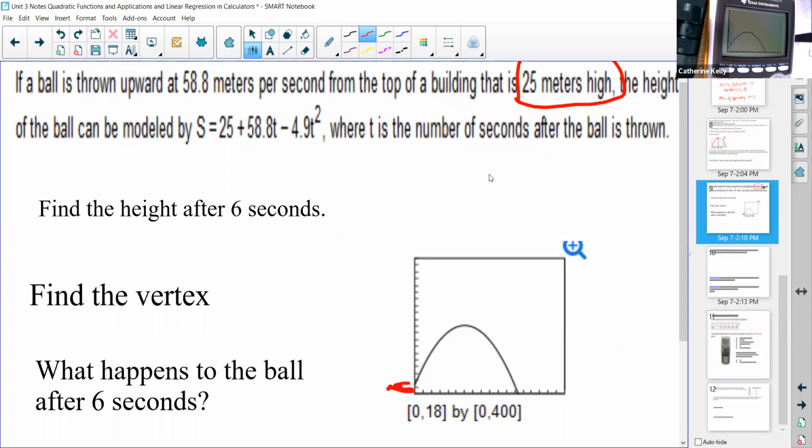And it says find the height after 6 seconds. Well, that would mean when t is 6. So I'm going to second table set, and I'm going to go up by ones. And then I go to my table. Second graph would be table. And you can see that after 6 seconds, it's 201.4 feet in the air.